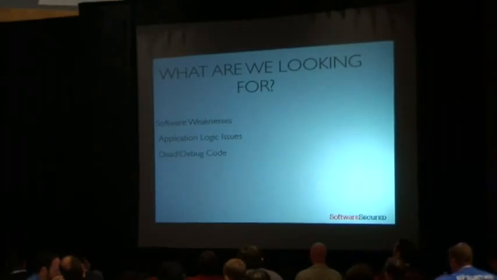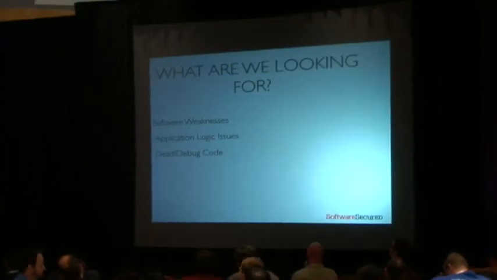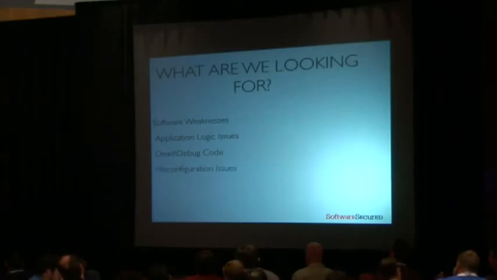Dead and debug code are usually places in the application that are not well attended to. A developer might have started working on a feature, requirements changed, the feature made the code, he already submitted it to SVN, the deployment manager took everything in SVN, put it on production, and there you go, an unfinished feature on production that doesn't have the same security controls, same validation, as production code. Misconfiguration issues for obvious reasons.